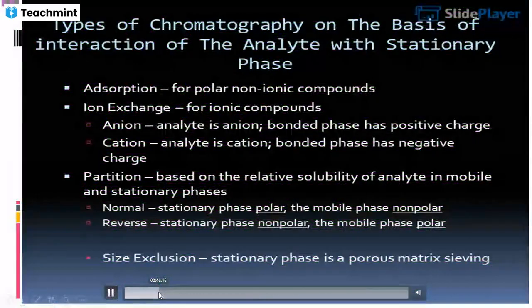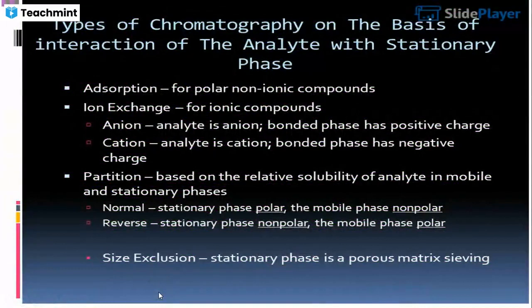Adsorption, for polar non-ionic compounds. Ion exchange, for ionic compounds: anion, where the analyte is an anion and the bonded phase has a positive charge; cation, where the analyte is a cation and the bonded phase has a negative charge. Partition, based on the relative solubility of the analyte in the mobile and stationary phases. Normal, where the stationary phase is polar and the mobile phase nonpolar. Reverse, where the stationary phase is nonpolar and the mobile phase polar. Size-exclusion, where the stationary phase is a porous matrix that acts as a sieve.